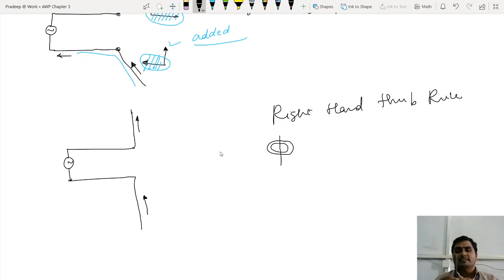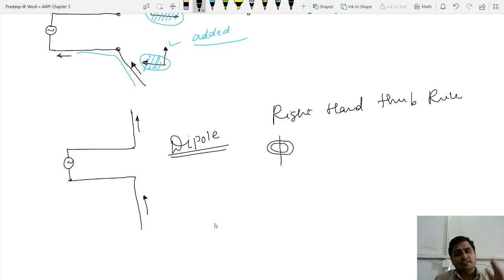For example, imagine this pen. If this is the direction of current, the current is going up from this conductor, then the magnetic field will be like this. Yes, this is what the magnetic field is, around the conductor. Now this structure is called a dipole.